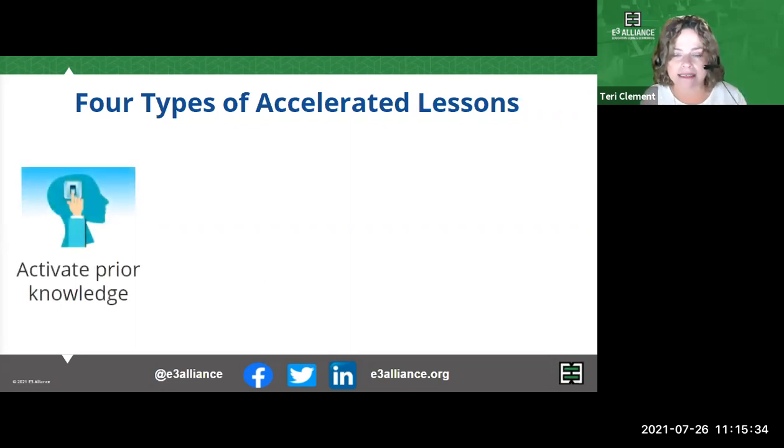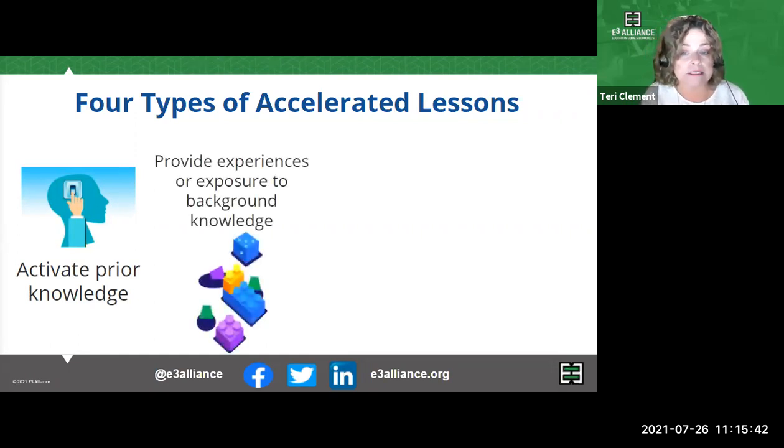Those are activating prior knowledge. This is where we review learning from previous units or maybe even previous courses. Provide experiences. Sometimes there is no prior knowledge to activate and we have to work to insert that. So we definitely want to keep that in mind as a possibility for acceleration for our students.